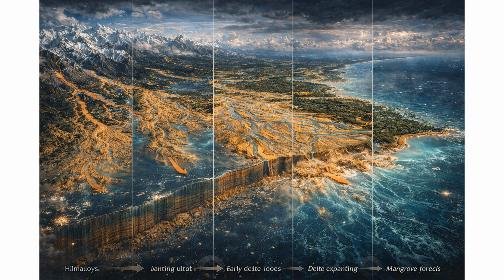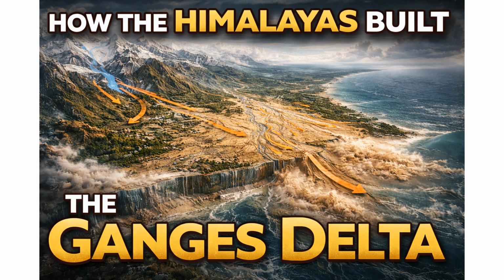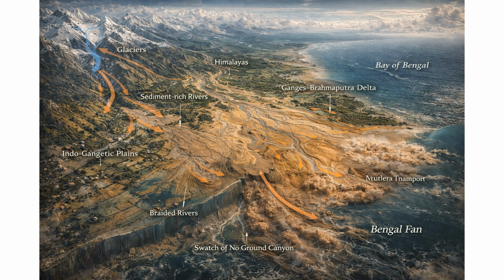Morphology of the delta. Upper delta plain. The upper delta plain forms the inland portion of the delta system and extends approximately 200 kilometers landward from the coast. This region is dominated by fluvial processes such as river migration, channel avulsion, and floodplain deposition.